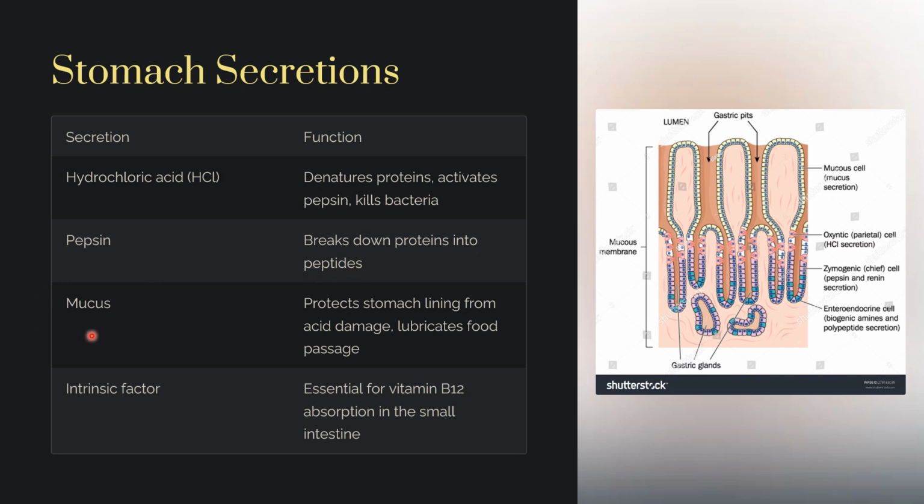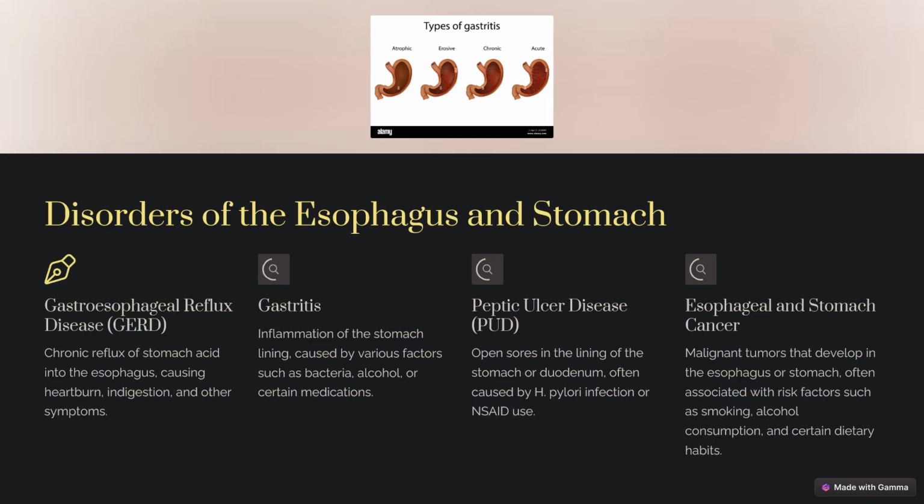One more thing we have is mucus. What does it do? It protects the stomach lining from acid damage and lubricates food passage. We saw in the esophagus how it lubricates and propels the food down. Then intrinsic factor, essential for vitamin B12 absorption in the small intestine. So the secretions of the stomach we saw: HCl, pepsin, mucus, and then the intrinsic factor.